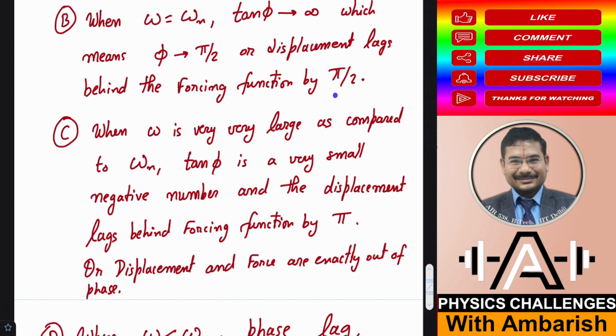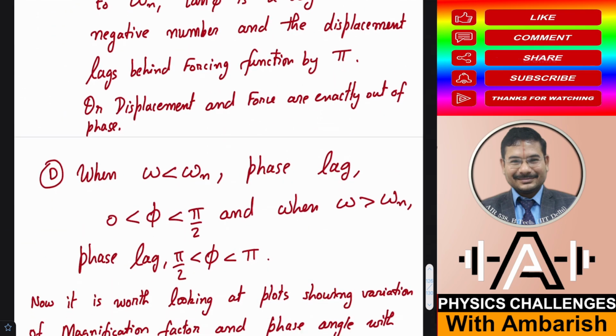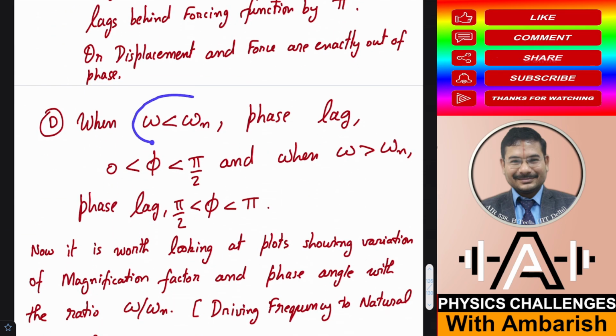That means if the force is to the right, displacement is to the left, and the other way around, right? And also, when omega is less than natural frequency, then phase lag lies somewhere between 0 and pi by 2. We saw that when omega is 0, phase is 0. When omega is omega n, phase is pi by 2. So that means what? If the driving frequency is somewhere between 0 and natural frequency, the phase lag is somewhere between 0 and pi by 2.